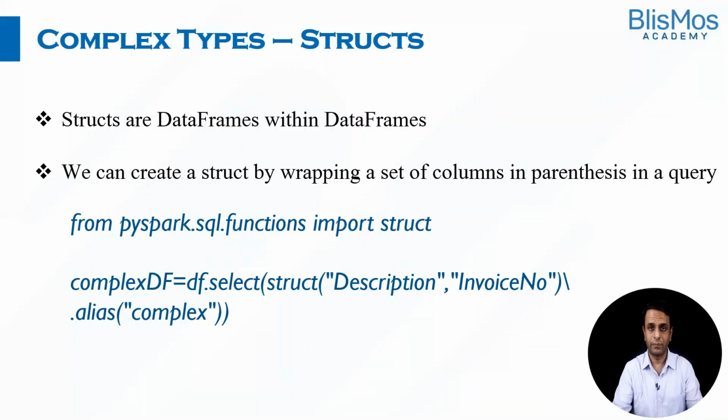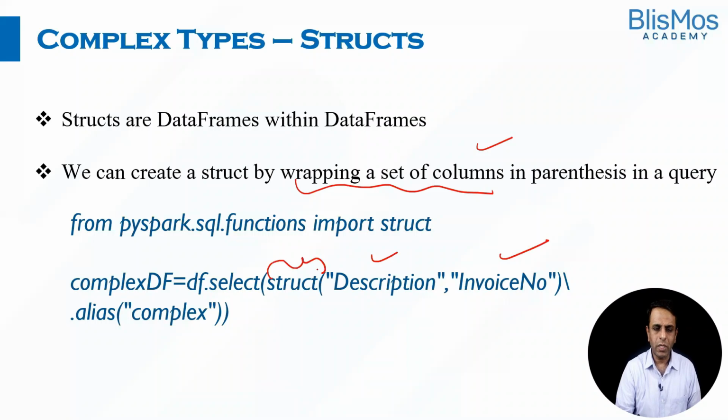How do we create a struct? Struct can be created by wrapping a set of columns. Let us say the retail data set that we have been using as a part of this section. In that we can pick up a couple of columns like description and invoice and use a function called struct and create the struct complex data type. What would happen is both of these columns would be there as one value.